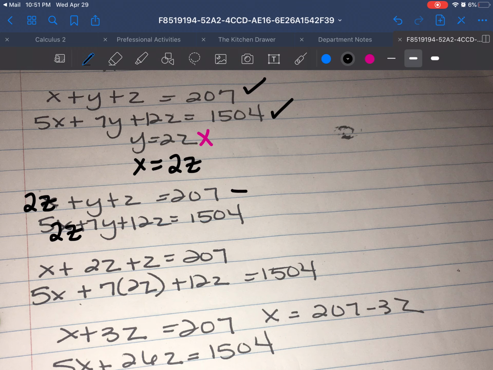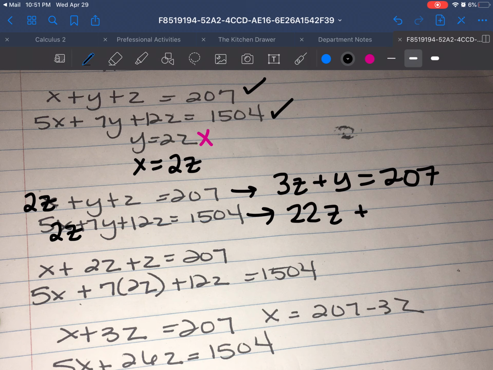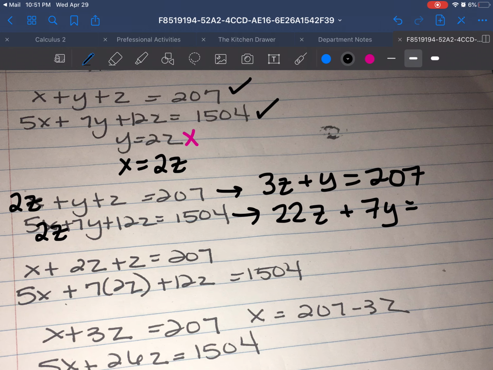equation. So this one would give you 3z plus y is 207. And this equation right here would get you 10z plus 12z, so that's 22z, plus 7y is 1504. And so now we can solve for one of the two variables like z or y.